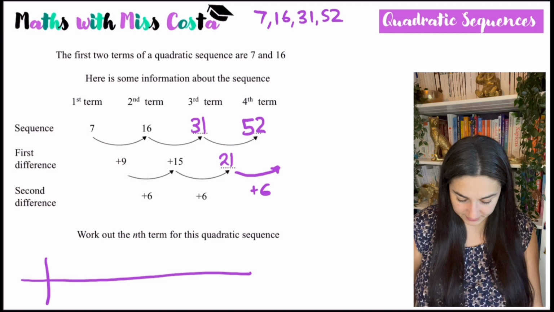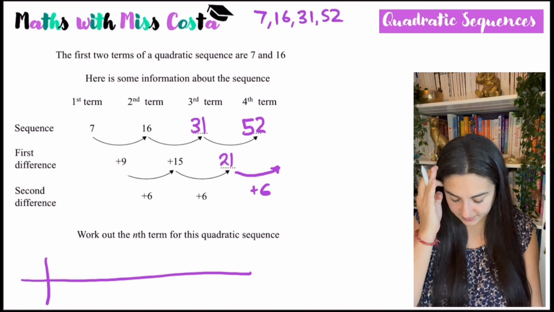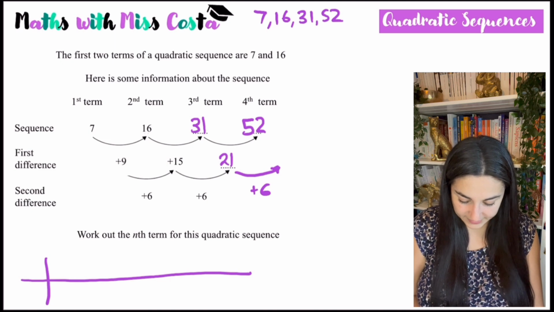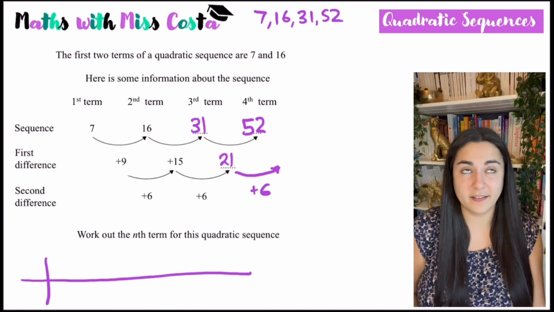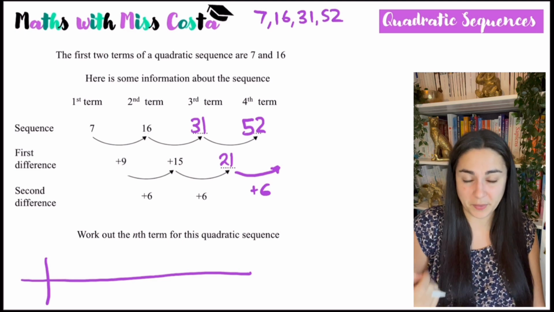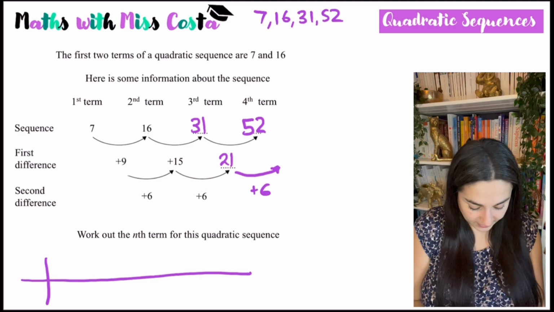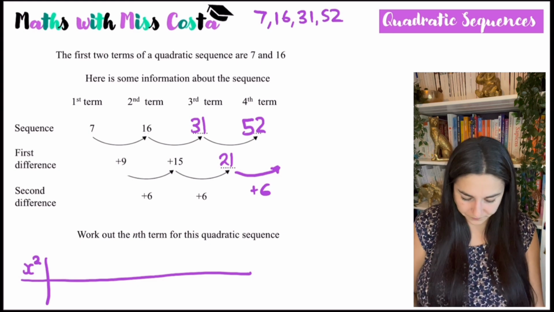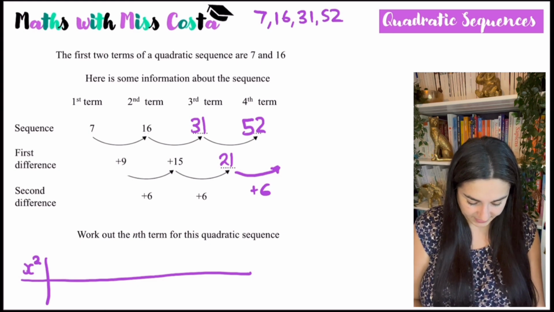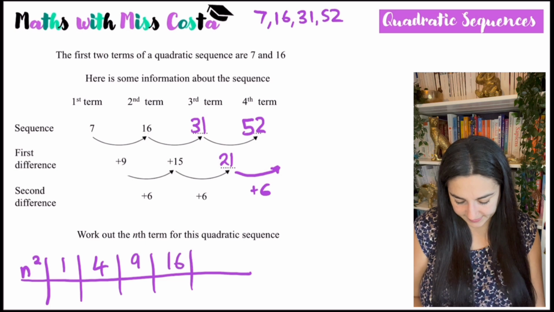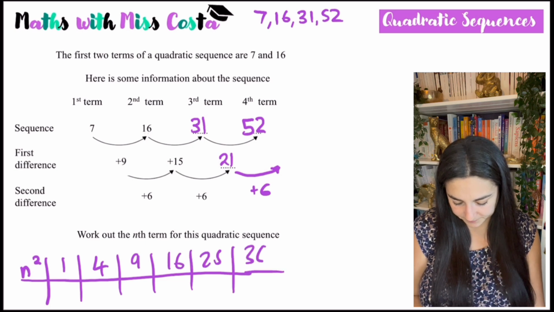So let's just do what we can, there's not much space here really. Quadratic sequences means, unlike linear sequences where they go up in the 3 times tables or the 5 times tables, it's going to be going up in the x squared times tables. So what are the squared numbers? Or let's call it n, because it's asked us to work out the nth term. So the square numbers are 1, 4, 9, 16, 25, 36.